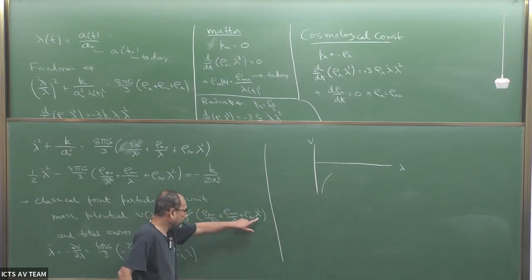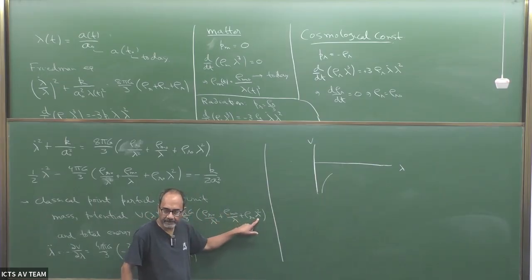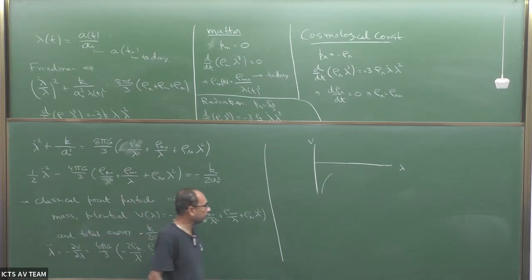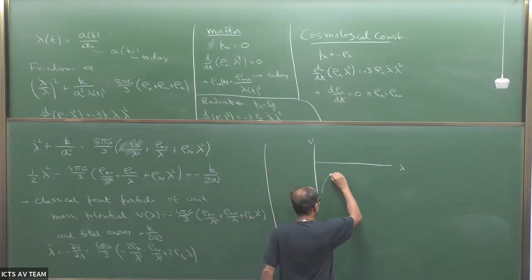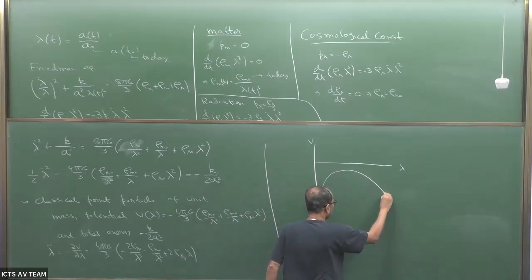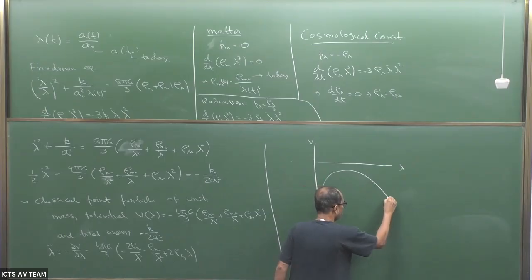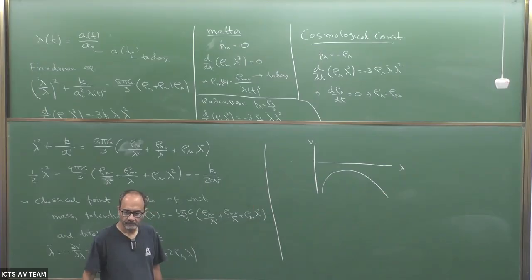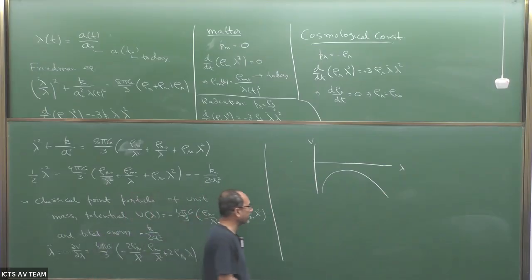For large lambda, this one dominates. So it again goes to minus infinity. And it remains negative all through. Every term here is negative. So V of lambda is always negative. So the general shape is something like this. Is this clear? Reaching a maximum at some point here.